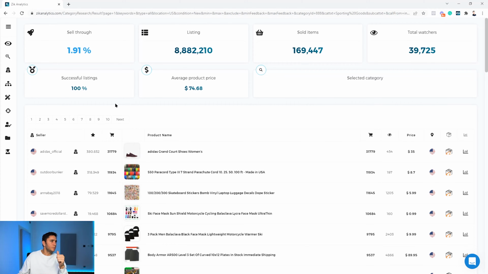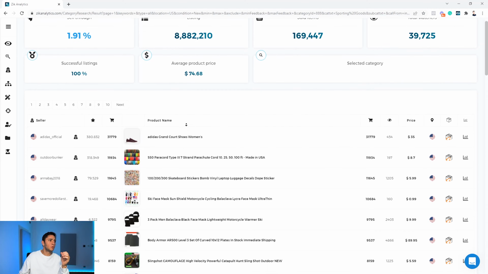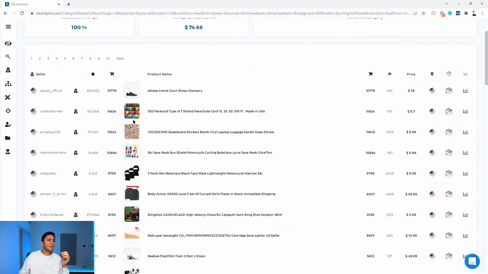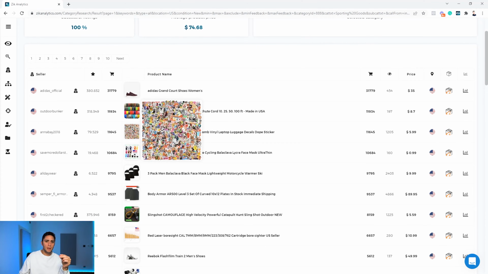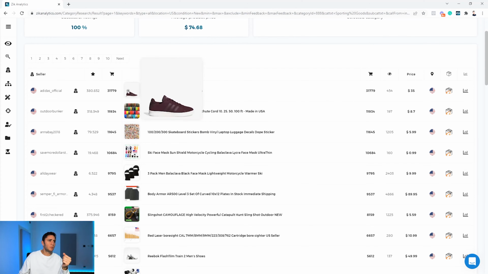So when we look here, we can see the stats of the category. We can see that from the first 50 listings, there's 169,000 transactions. There is an overall total of 8,882 listings in this category. It's a lot. But we care less about the statistics. What we want to do is scroll down to the results. We want to identify a product that's selling very well, and then ask ourselves, what is the niche of this product? So let's start with the first product. This is Adidas Grand Court shoes for women.